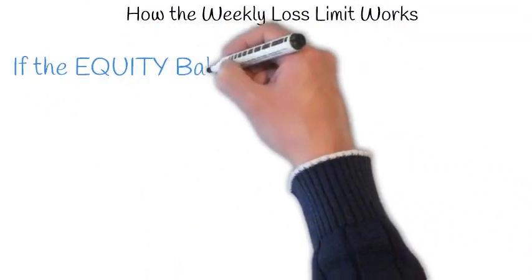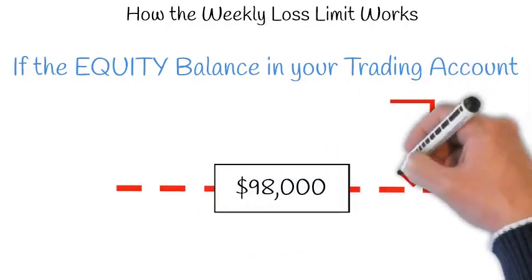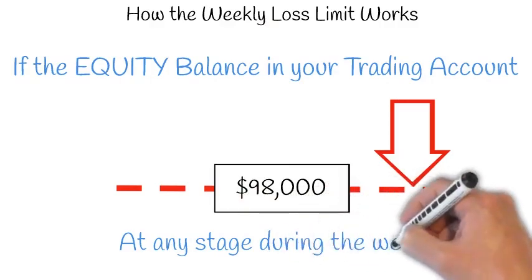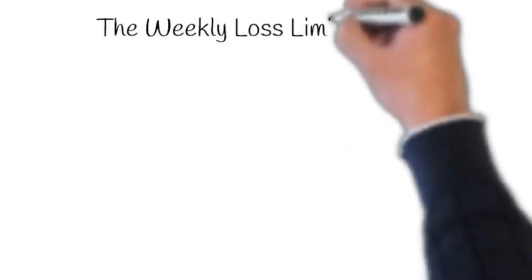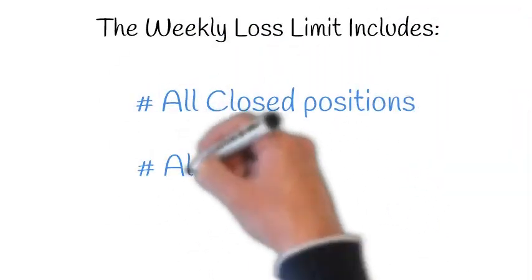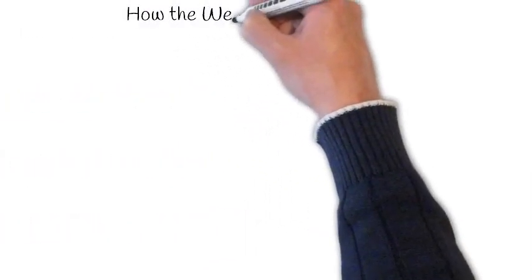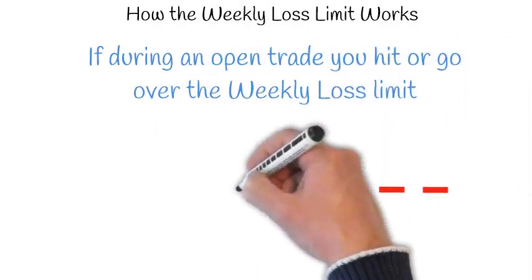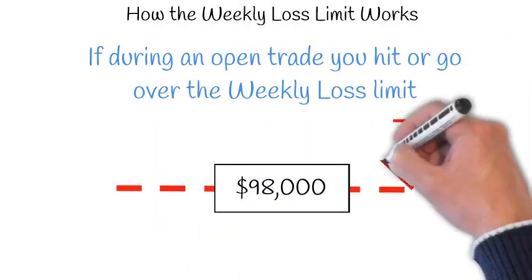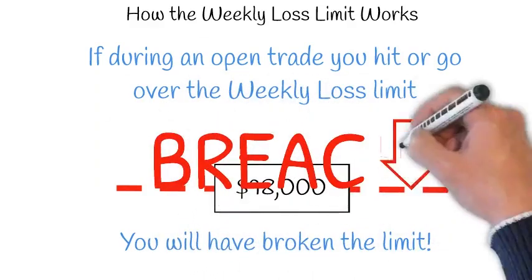If the equity balance in your trading account at any stage during the week hits or falls below the weekly loss limit, well, then that's a breach of the trading account and you will need to reset your account to continue trading. The weekly loss limit includes all closed positions and all open positions for the current trading week. So what that means is if during an open trade you hit or go over the weekly loss limit, in this example, $98,000, you will have broken the limits. And that is another breach of the account, and you will need to reset your trading account to continue.